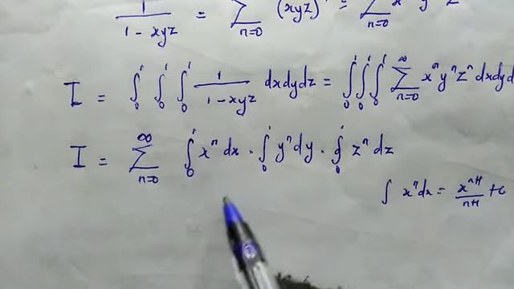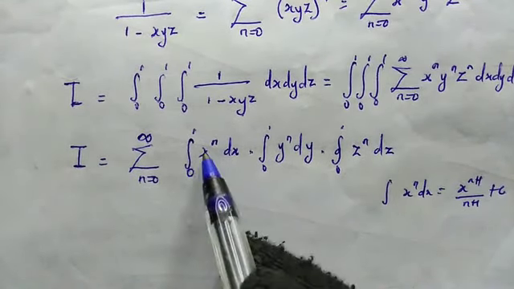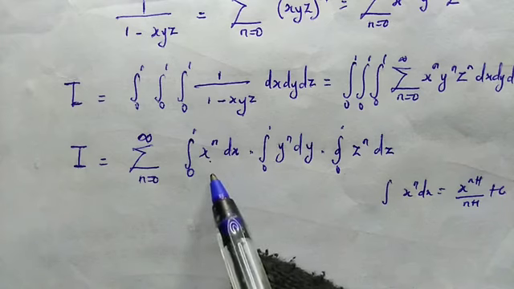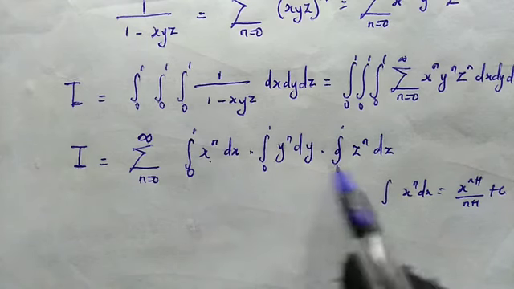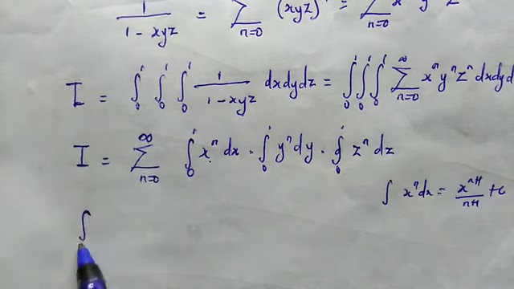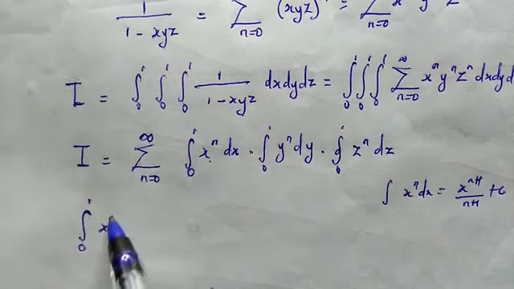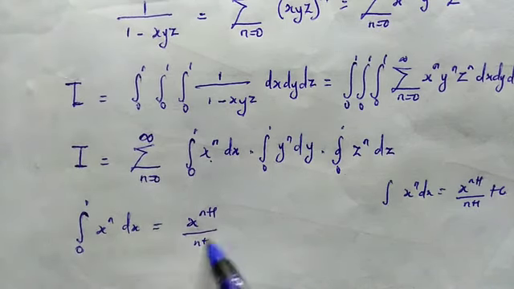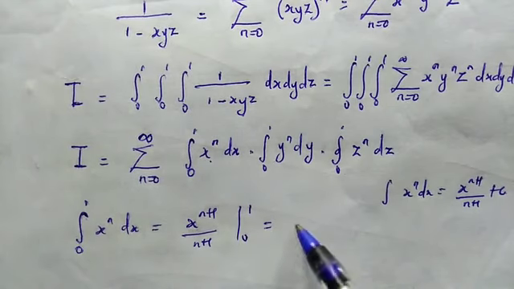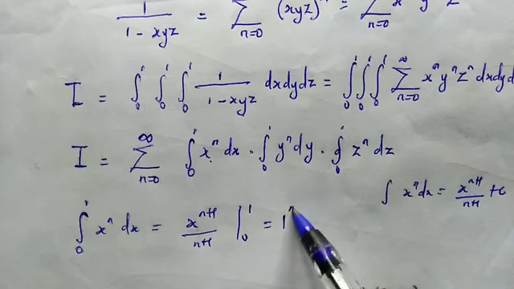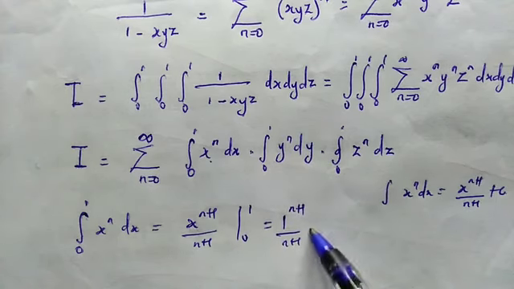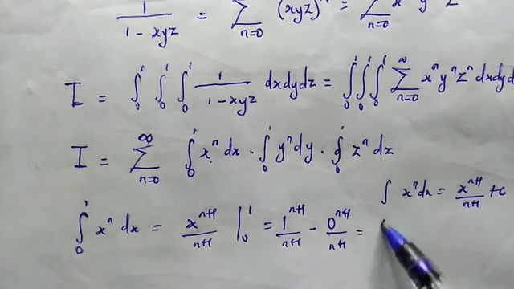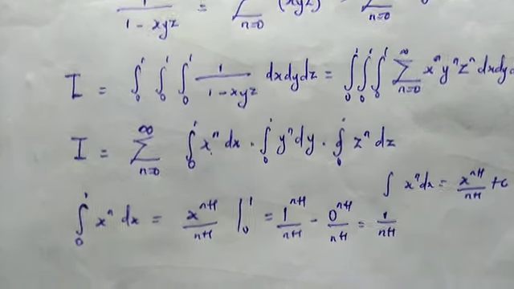So for each of these integrals, let us try to evaluate one, because the three integrals have the same value, right? So let's say we are integrating the x integral. This is equal to x to the power of n plus 1 over n plus 1 from 0 to 1. Now when we put the upper limit, 1 raised to n plus 1 over n plus 1, we subtract what we get when we put in the lower limit, which is 0. This will give us 1 over n plus 1.